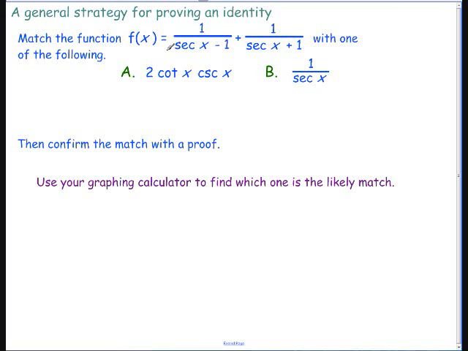Match the function, this, with one of the following. Okay, which one is a match? Is this the one that matches, or is this the one that matches? Confirm the match with a proof. You can use your graphing calculator to find out which one is the likely match. Let me show you how we would do that.